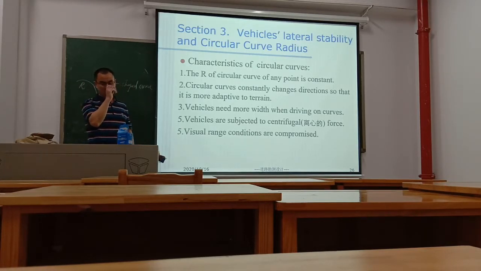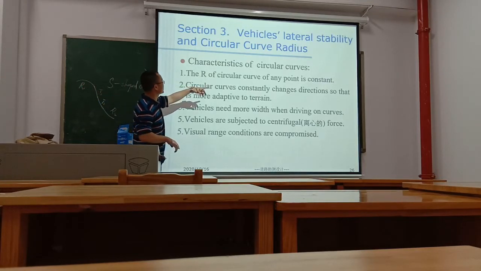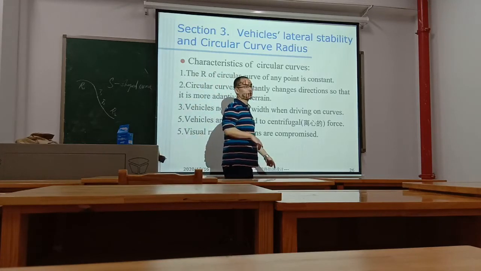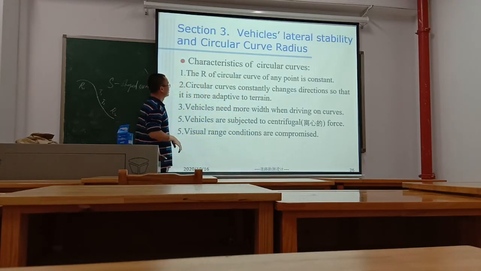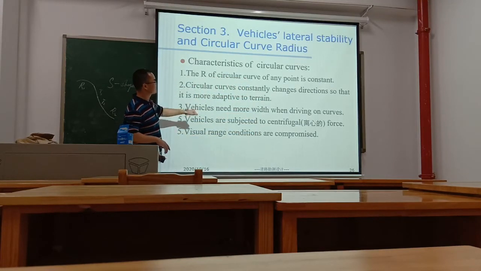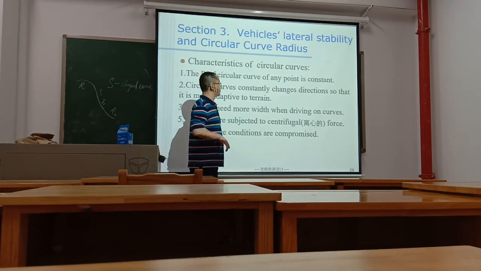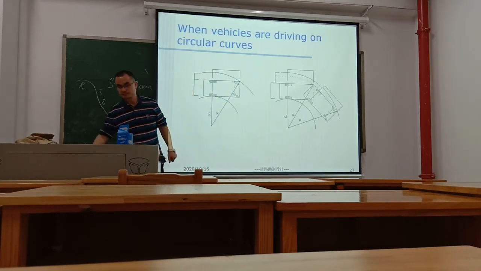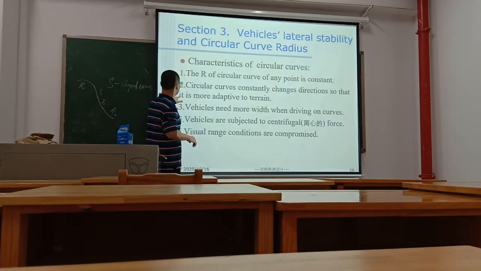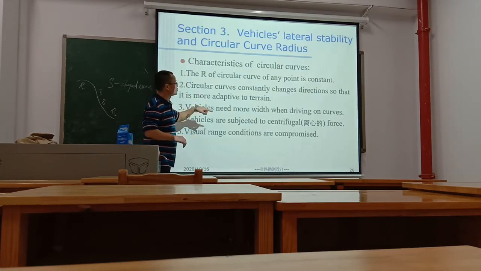Lateral stability. There are the following characteristics of circular curves. One, the radius R: the radius of a circular curve at any point is constant. Two, a circular curve constantly changes direction, so it is more adaptive to terrain.